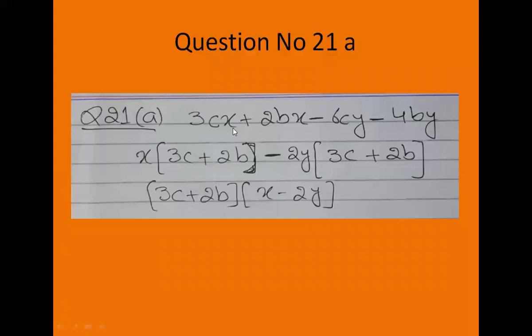From the first 2 terms, you can see that x is common, so you're left with 3c plus 2b. From the last 2 terms, you can see minus 2y is common. When you take the negative common, the signs will change, so 3c plus 2b. Now you can see that the bracket 3c plus 2b is common in both terms. Take this common. From here, you will have x, and from here, you will have minus 2y. So this is how you will factorize question number 21, A part.